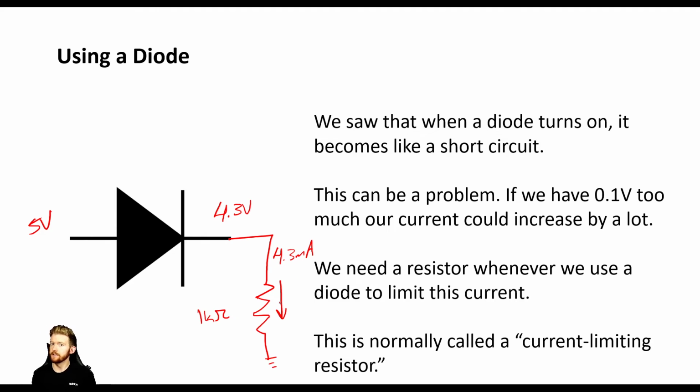So usually whenever we're using these diodes, we're going to need some kind of current limiting resistor. That's going to help keep our electronics safe, make sure that we're not getting too crazy amounts of current whenever we're dealing with these electronics.